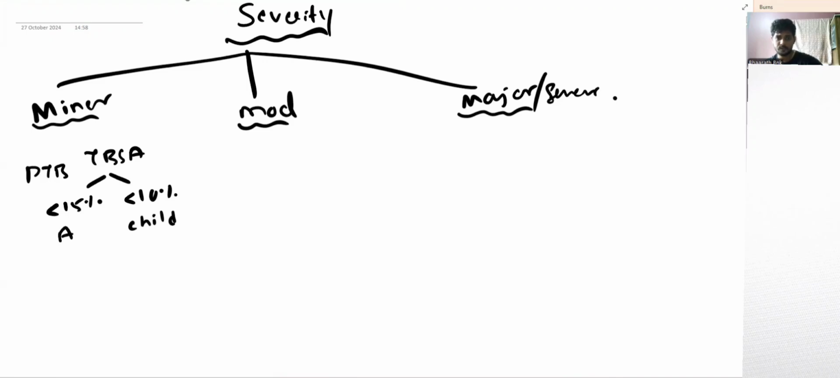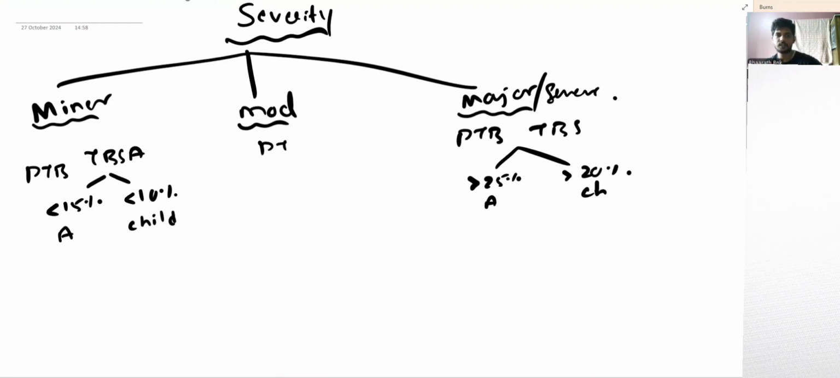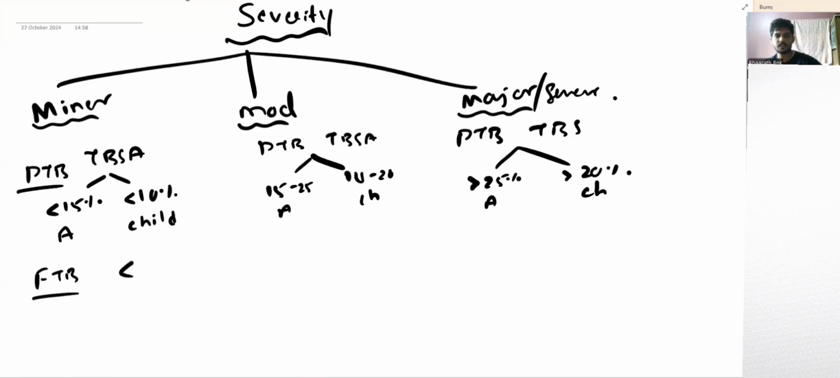But to call it a major or severe burn, a partial thickness burn of total body surface area should be more than 25% in an adult and more than 20% in a child. Between these two, a partial thickness burn of total body surface area of 15 to 25% in an adult and 10 to 20% in a child is called a moderate burn. Now, if it is a full thickness burn: less than 2% of body surface area, be it an adult or a child, is minor; 2 to 10% is moderate; and more than 10% is severe.